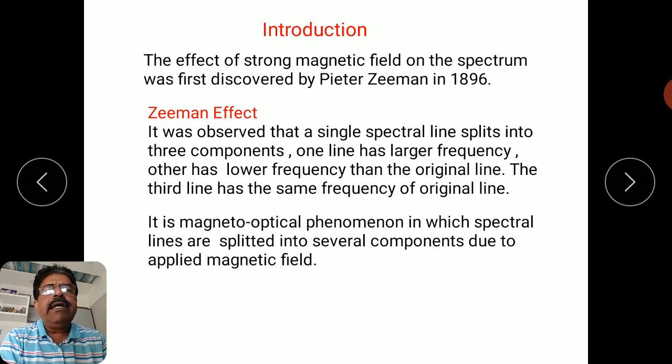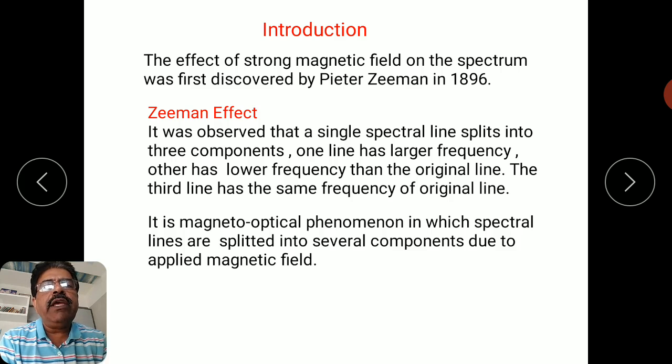So overall we can say that the Zeeman effect is a magneto-optical phenomenon. Magneto-optical phenomenon means that the optical lines or optical spectra are affected by a strong magnetic field. Therefore, it is the effect of a magnetic field on optical spectra. In this phenomenon, spectral lines are split into several components due to the applied magnetic field. This is called the Zeeman effect, and it was discovered by Peter Zeeman in 1896.